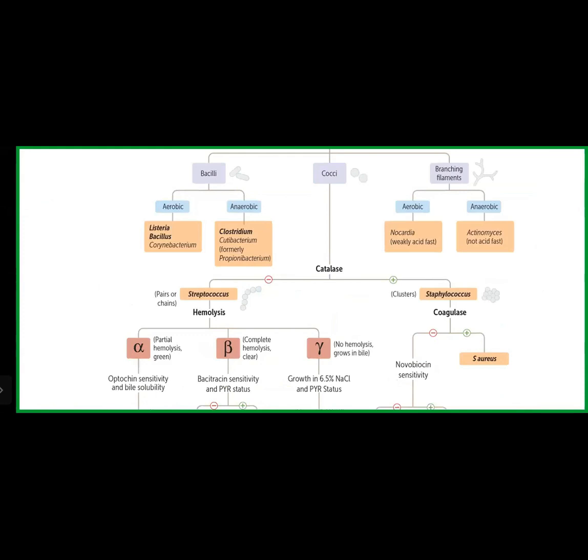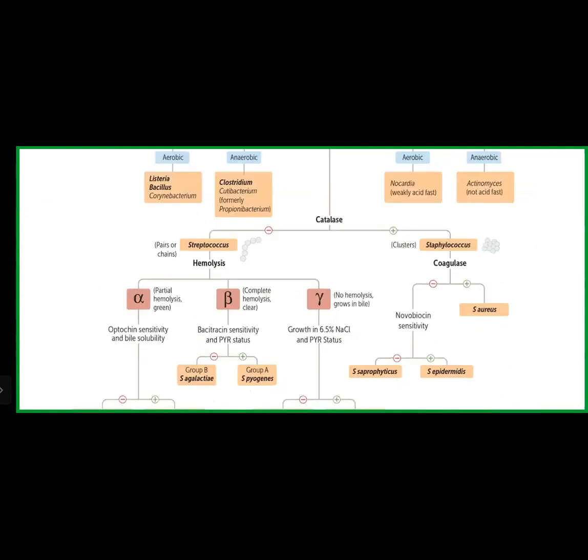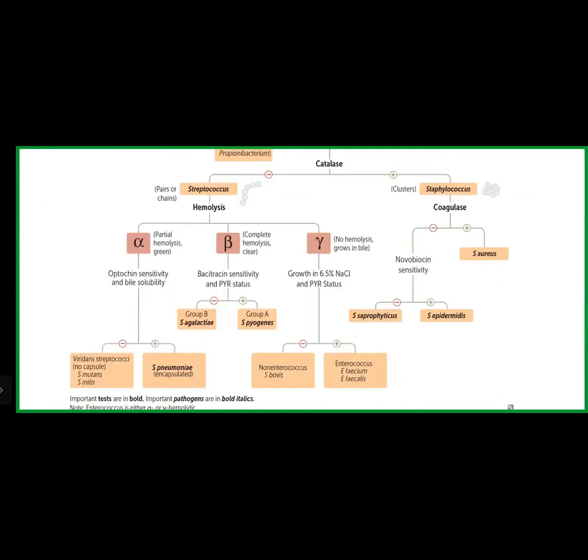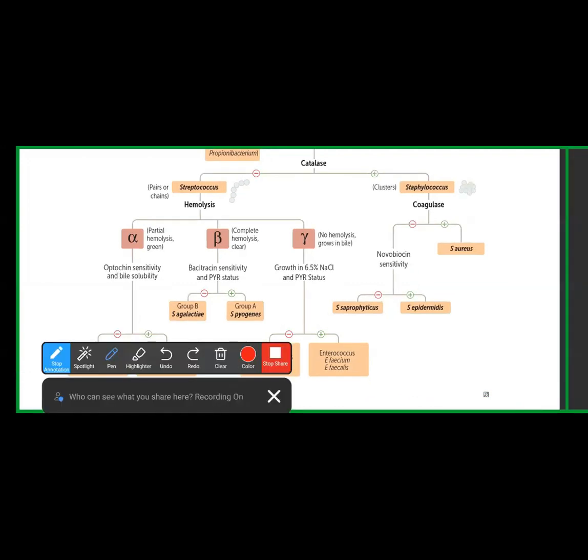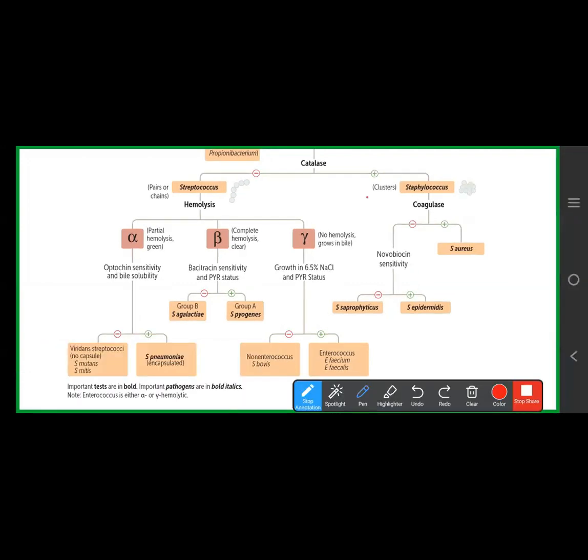Then we divide whether it is catalase negative or catalase positive, and coagulase positive. For catalase positive, you have to remember each and every division. They will give you a clue, like a patient who is catalase positive and also coagulase positive. That's going to be your Staphylococcus aureus. If a patient is catalase positive but coagulase negative, that is going to be your saprophyticus or epidermidis. Saprophyticus is the second most common cause of UTI in women.